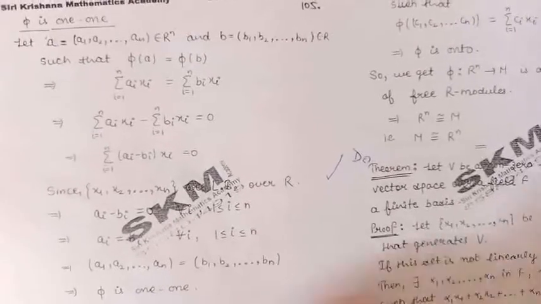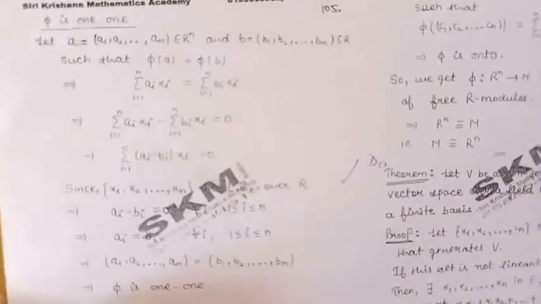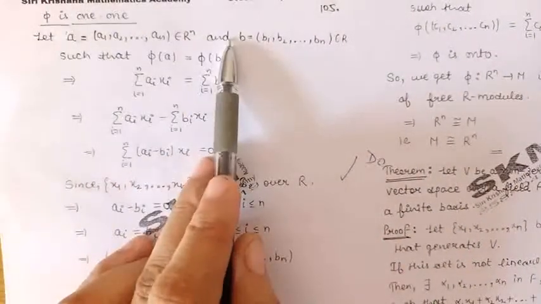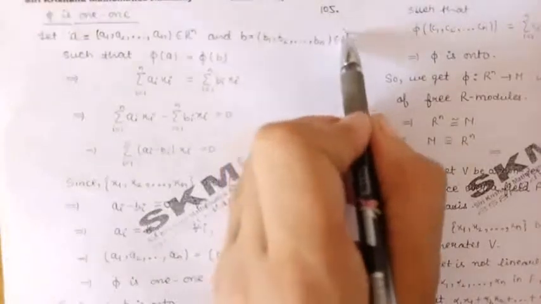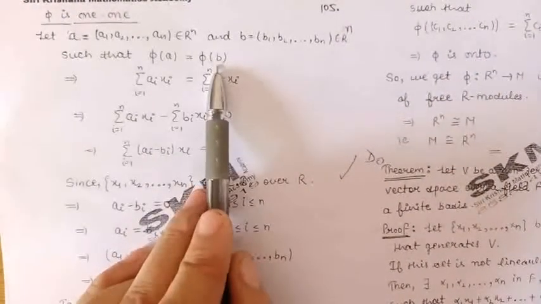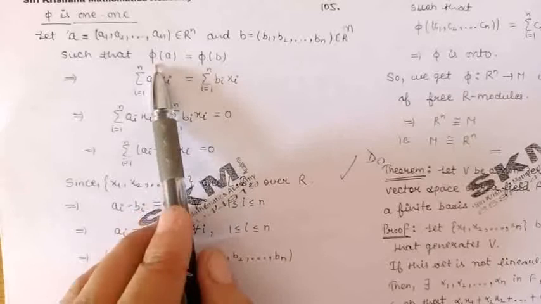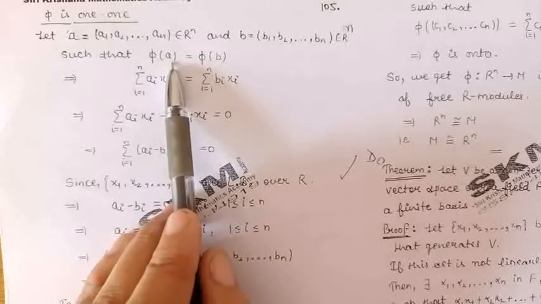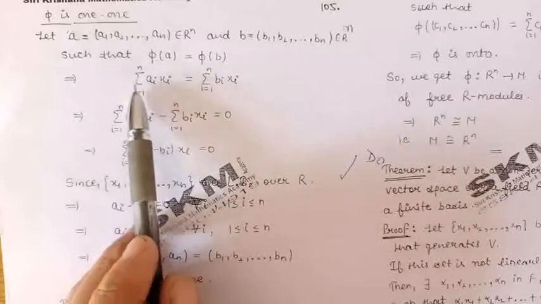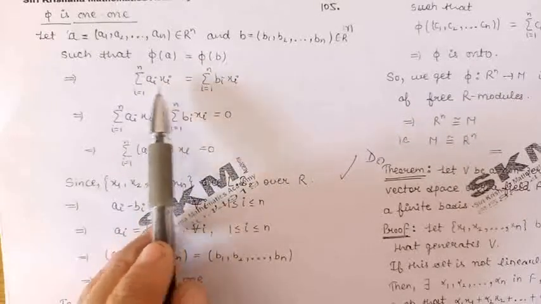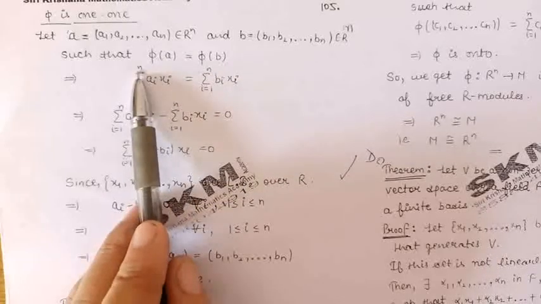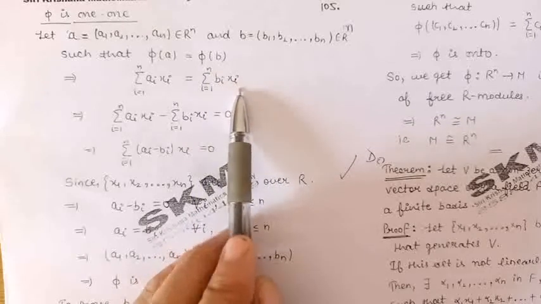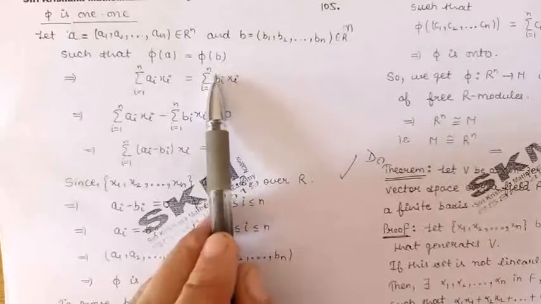So to prove the mapping phi is 1-1, let us take two elements a and b belonging to R^n, such that the images of these two elements are the same under the mapping phi. Now by definition of phi, phi of a is the linear combination summation ai xi, where i varies from 1 to n, and phi of b is summation bi xi, where i varies from 1 to n.